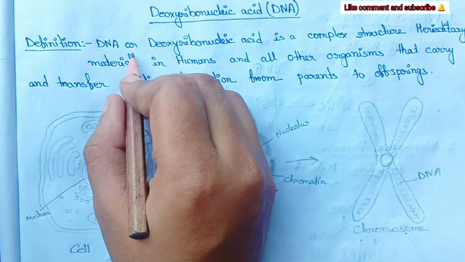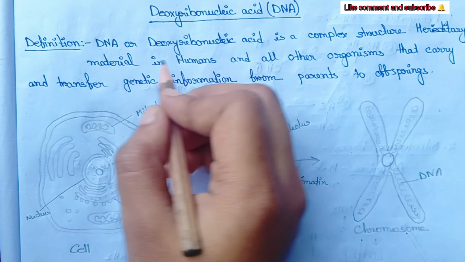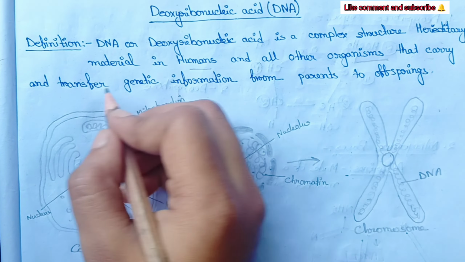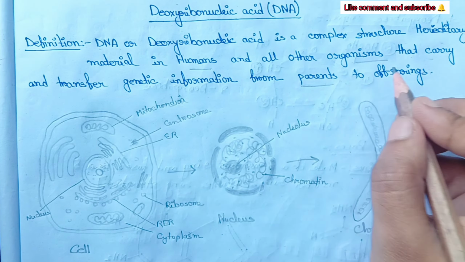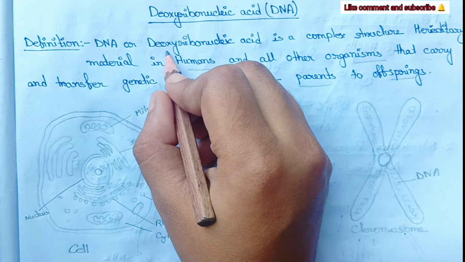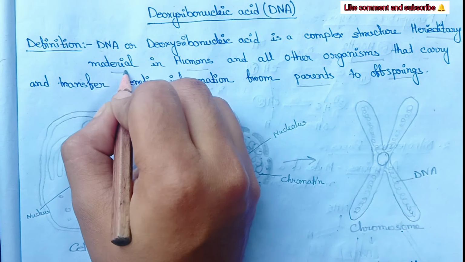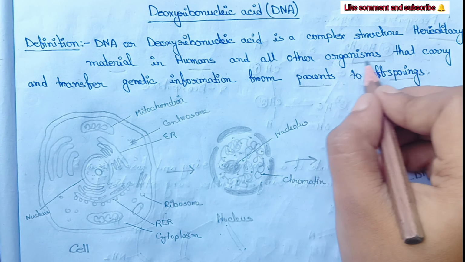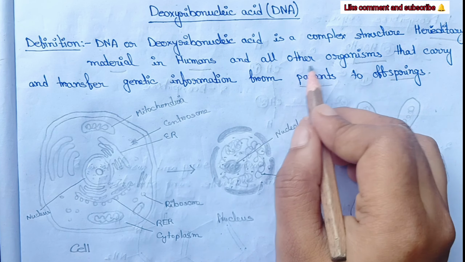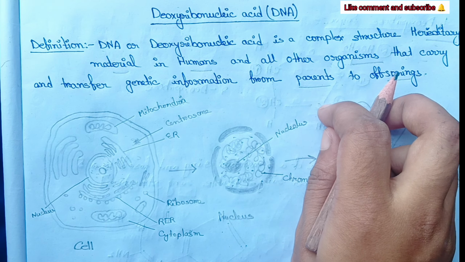First, DNA. DNA, or deoxyribonucleic acid, is a complex structure of hereditary material in humans and all other organisms that carries and transfers genetic information from parents to offspring. So DNA stands for deoxyribonucleic acid. It is a complex structure and hereditary material that helps humans and all other organisms to carry and transfer genetic information from parents to offspring, or from one generation to another generation.